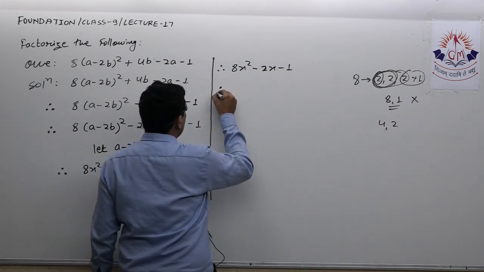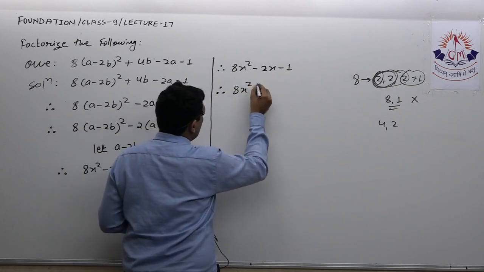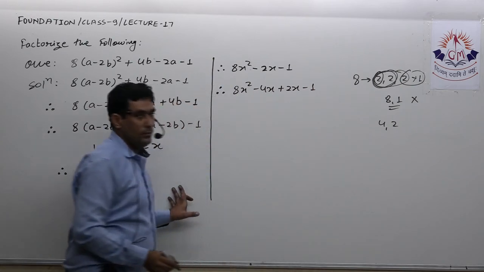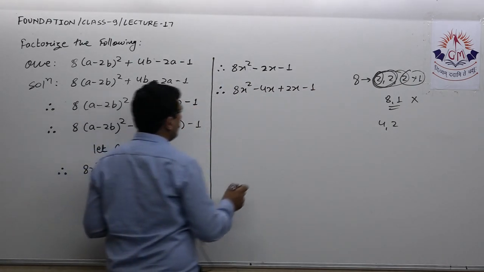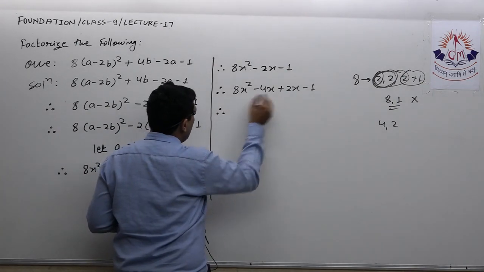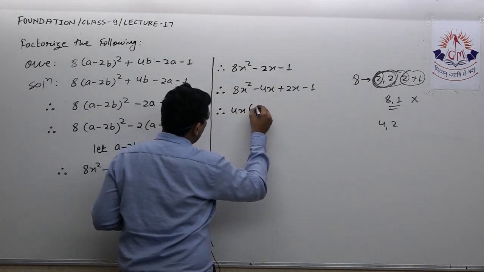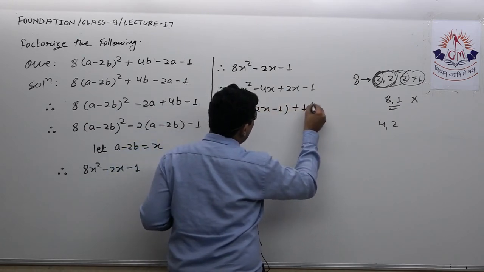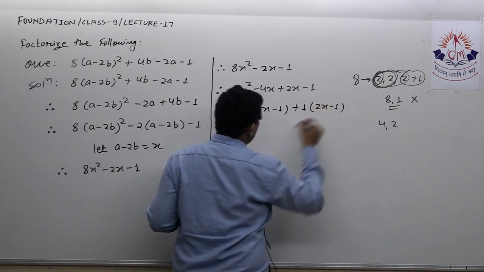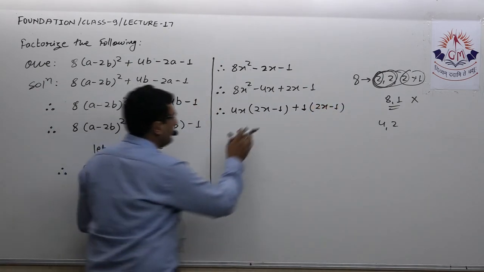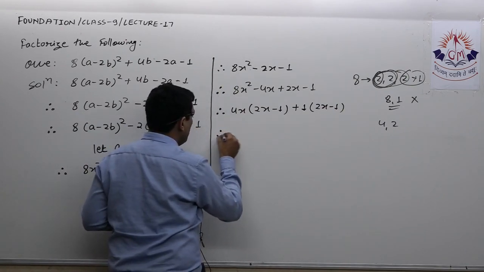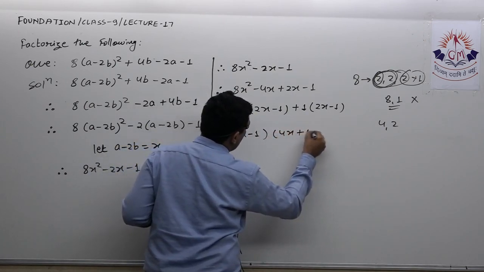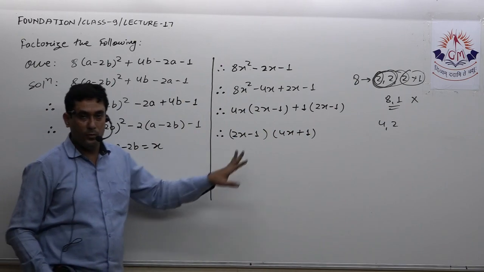Okay, so here further it will become 8x square minus 4x plus 2x minus 1. Now from these two I can take 4x common, so here I will get 2x minus 1. From these two I can take 1 common, so 2x minus 1. Okay, now if I take 2x minus 1 common, so here I am left with 4x plus 1. So this is my final answer. No, this is not the final answer.